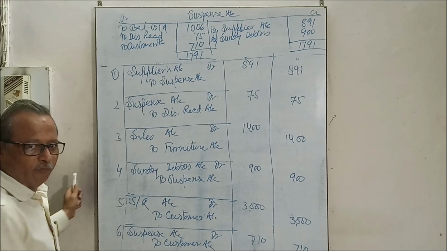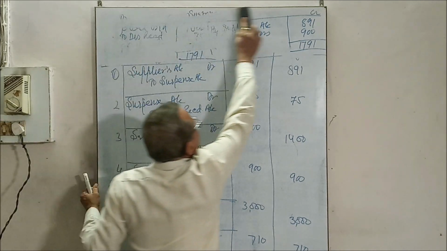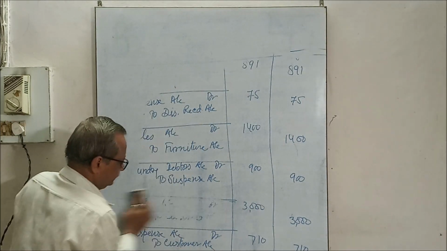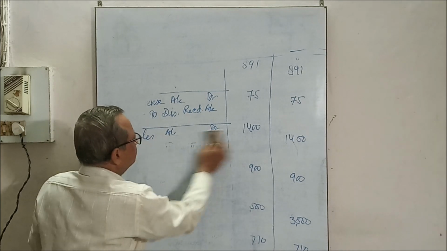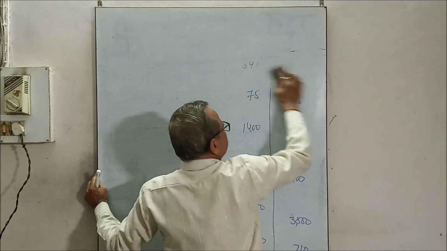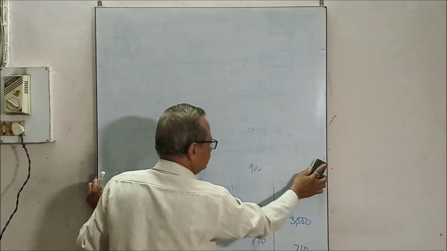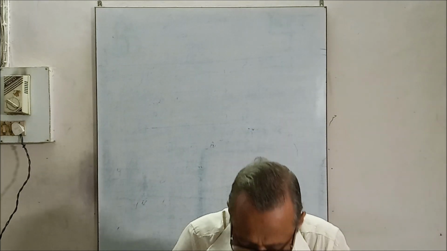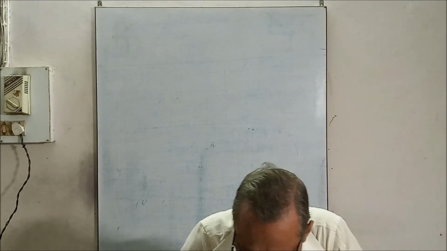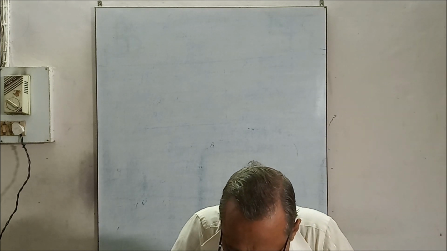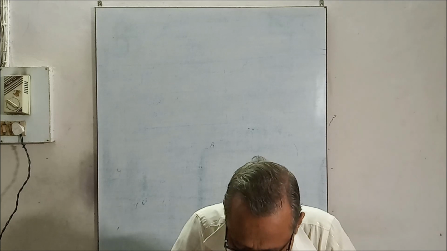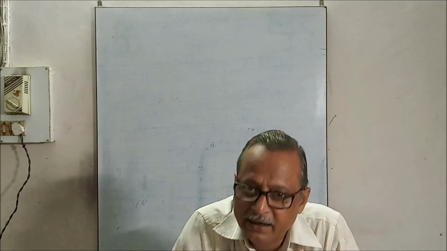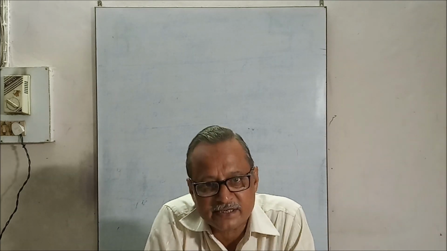Now one more question I am going to take. That is question number 21. Rajesh Kumar was unable to reconcile his trial balance as on 31st March 2020 and has opened a suspense account for the difference. Later on the following errors were discovered.